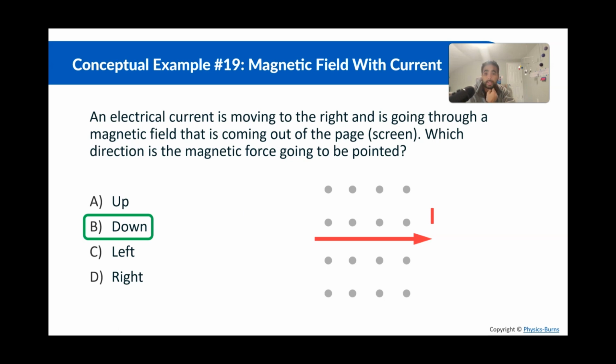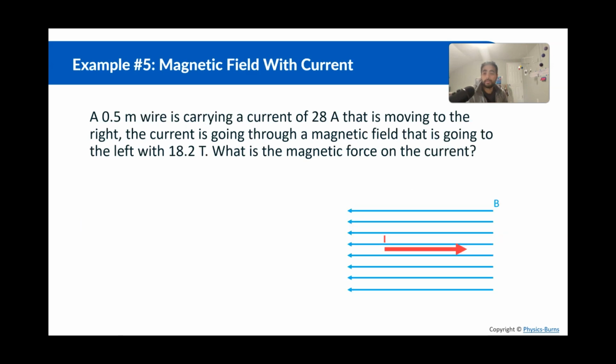Right? Moving on. A 0.5 meter wire is carrying a current of 28 amps that is moving to the right. The current is going through a magnetic field that is going to the left with 18.2 Tesla. What is the magnetic force on the current? Okay, so let's look at this. We know that the force is equal to ILB: current times the length times the magnetic field, perpendicular. The current is 28 amps, the length of the wire is 0.5 meters, and the magnetic field is 18.2.